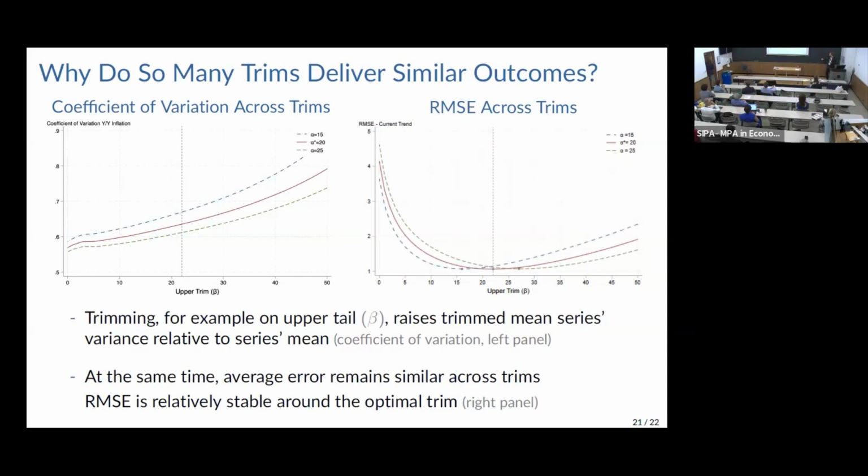But at the same time, near the optimal trim, the root mean square error is sort of the same. Okay? So basically underlying this result, you have a discrete distribution where this happens, and the coefficient of variation keeps increasing, especially at the optimum trim, where the root mean square error then empirically turns out to be.